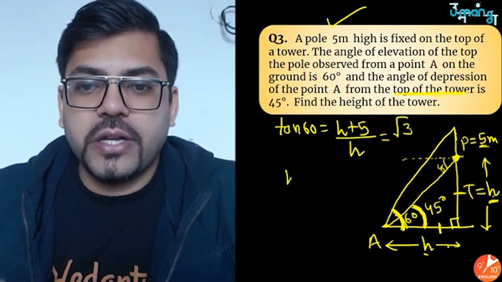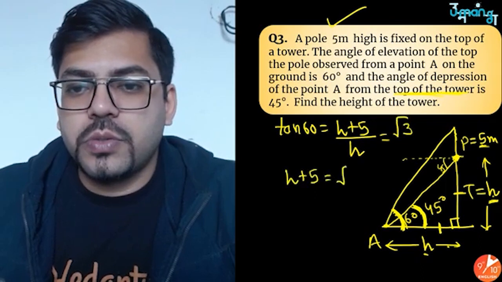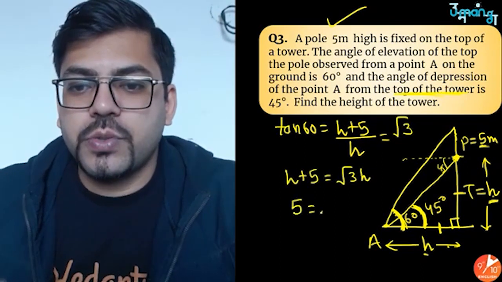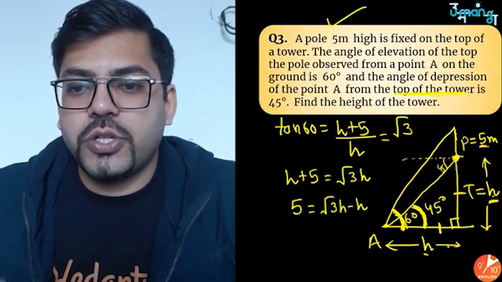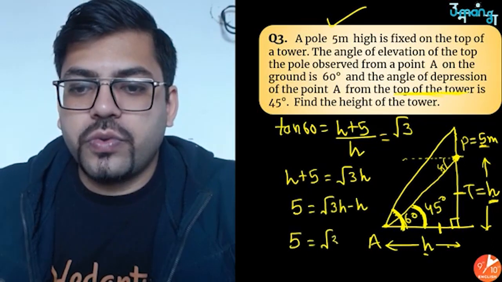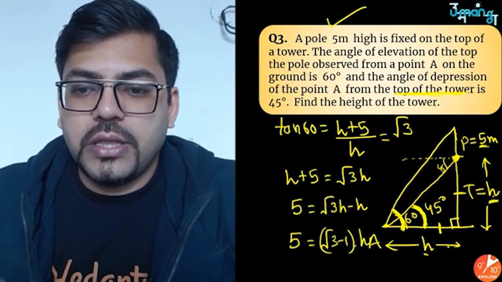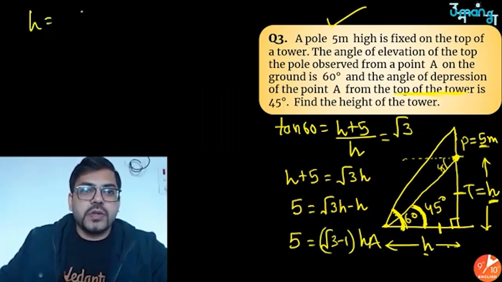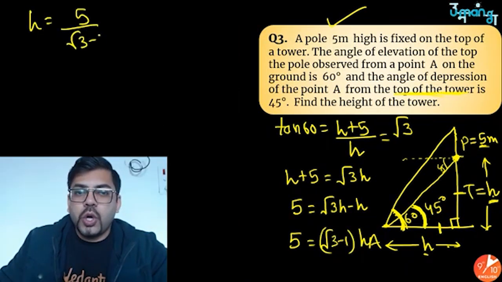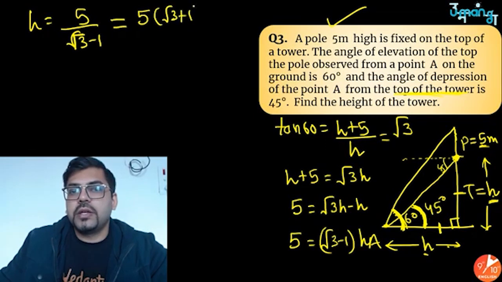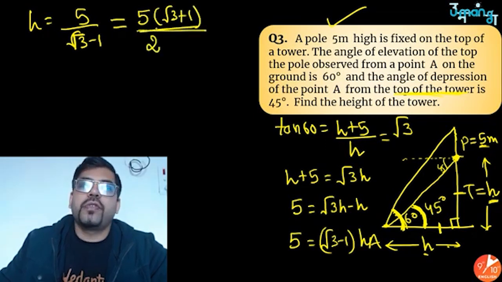So do a cross multiplication, you will get h plus 5 equals to root 3h. And hence this h will come to this side. So we will have 5 equals to root 3h minus h. H will be taken as common. And hence you have 5 equals to root 3 minus 1 times h. This root 3 minus 1 will come in the denominator, and then you can either write h equals to 5 upon root 3 minus 1, or if you want you can rationalize this, and after rationalization you will get 5 into root 3 plus 1 and denominator will have 2. So both way it's fine.